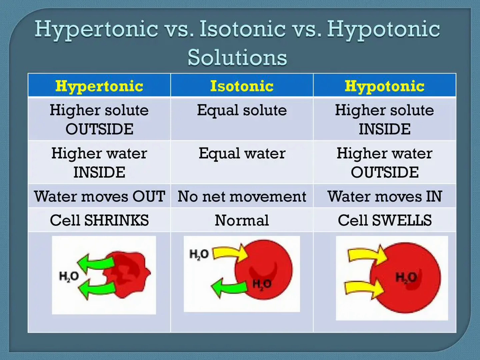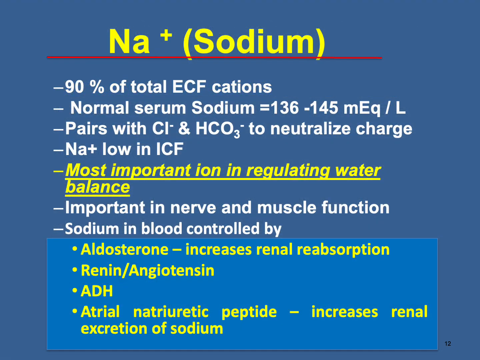Sodium is the most important ion in regulating water balance. It accounts for 90% of all extracellular fluid cations. It pairs with chloride and bicarbonate to neutralize charge. It's important in nerve and muscle function. The normal concentration of sodium is 136 to 145 milliequivalents per liter. The level of sodium is controlled by aldosterone, renin-angiotensin, antidiuretic hormone, and atrial natriuretic peptide.